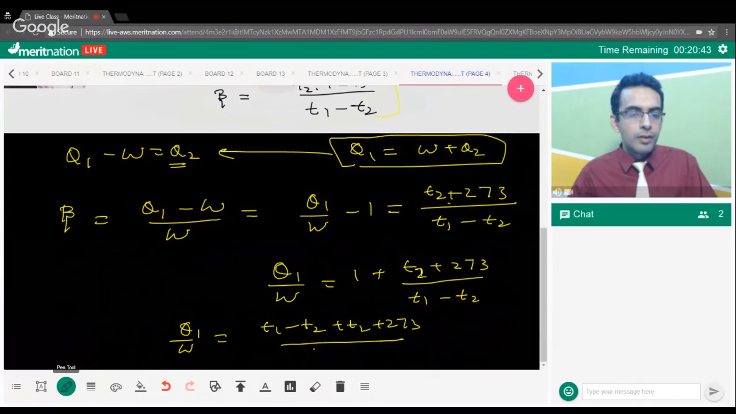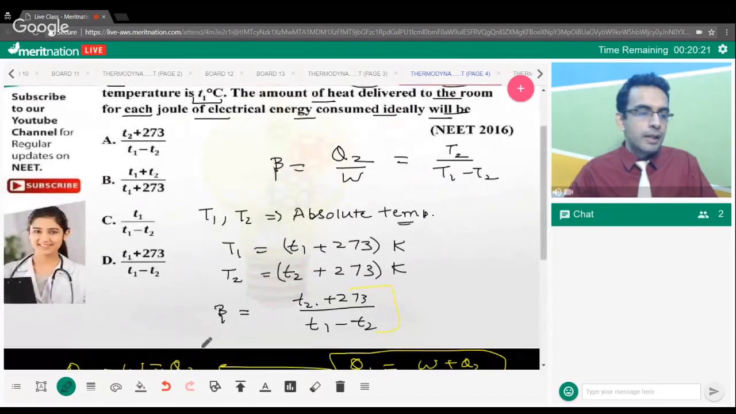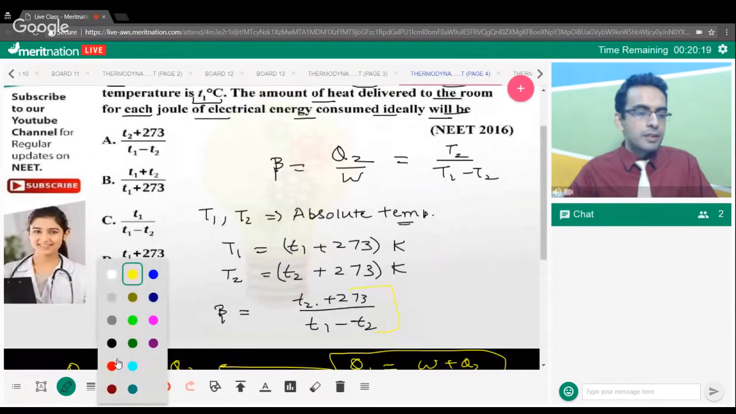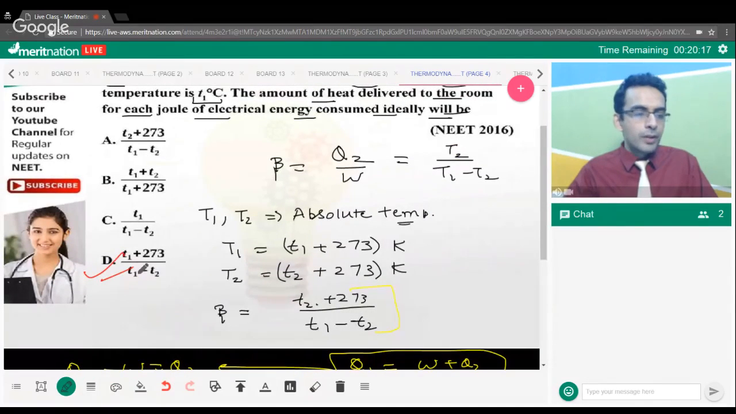So T2 and T2 get cancelled. So simply we can say the correct answer is T1 plus 273 divided by T1 minus T2. The correct answer is D. Many students have reached answer D, so that's very good. Answer is D. That's correct.